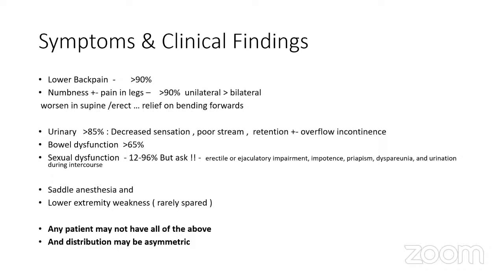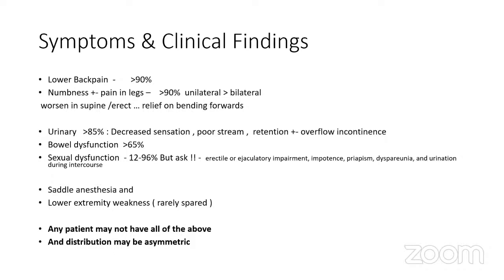Urinary symptoms are also seen in more than 85% of patients. In the chronic cases, it may start off with just a decreased sensation and a poor stream, and soon it becomes a complete retention with overflow incontinence. Bowel dysfunction can be seen in 65%. Why bowels are less involved than the bladder, nobody has yet been able to explain, but it has been seen in multiple studies that bowel involvement is much lesser than the involvement of the urinary sphincter.